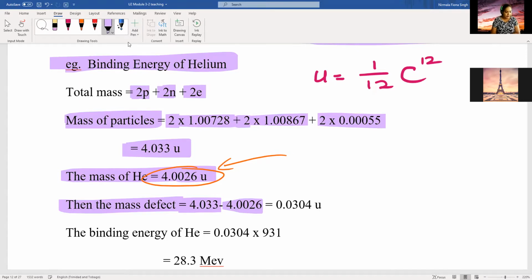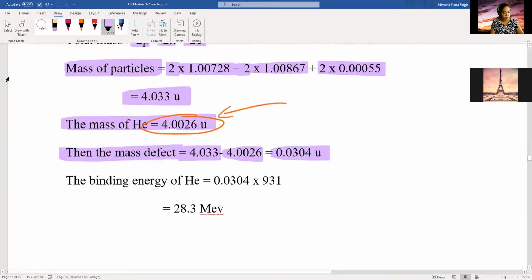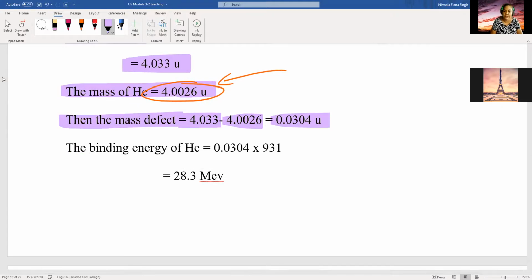So mass defect is 4.033 minus 4.022 to give you 0.0304 unified atomic masses. So this is the mass defect of your helium atom, which is the mass of the particles minus the mass of the actual atom. And if I wanted to find the binding energy in terms of mega electron volts, remember binding energy is just going to be your mass defect times 931. So it's going to be 931 multiplied by 0.0304.